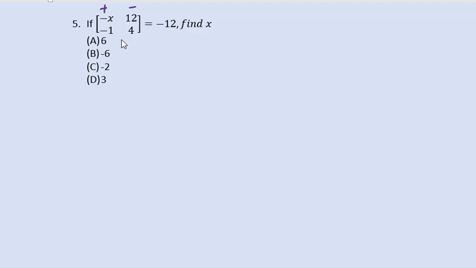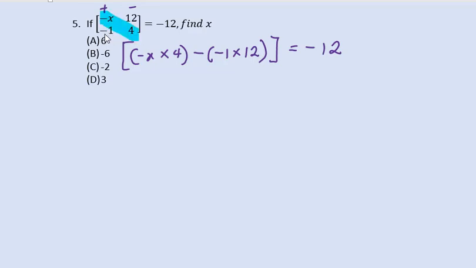So from here, let's go. We have minus x multiplied by 4, then minus, and let me put this part in brackets so that I don't confuse things. Then minus 1 multiplied by 12, is equal to minus 12. So look at what I actually did here, so don't be confused. I use this to multiply this, and then I use this to multiply this.